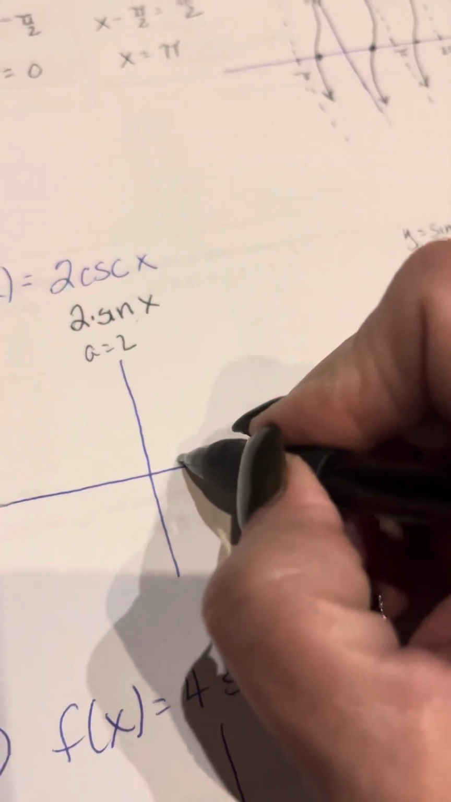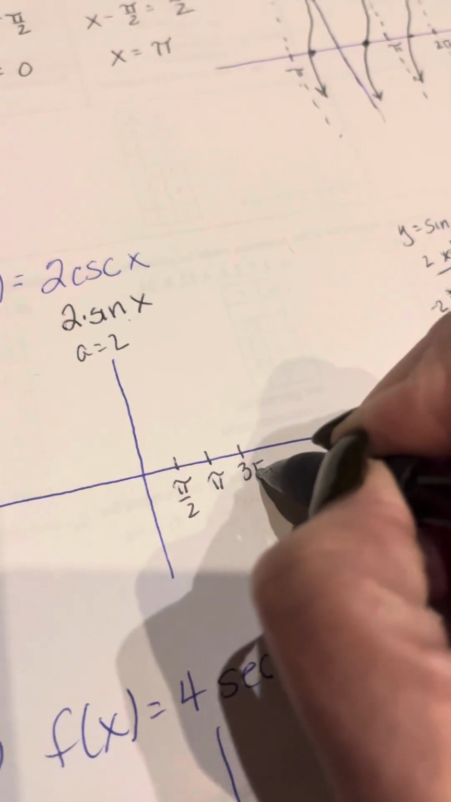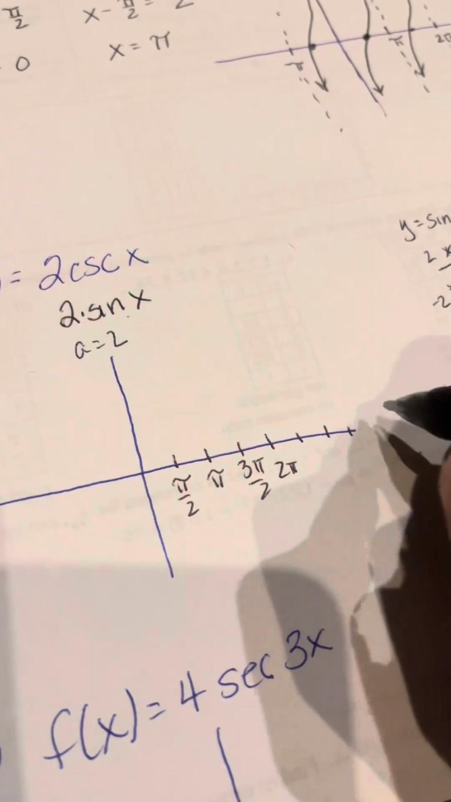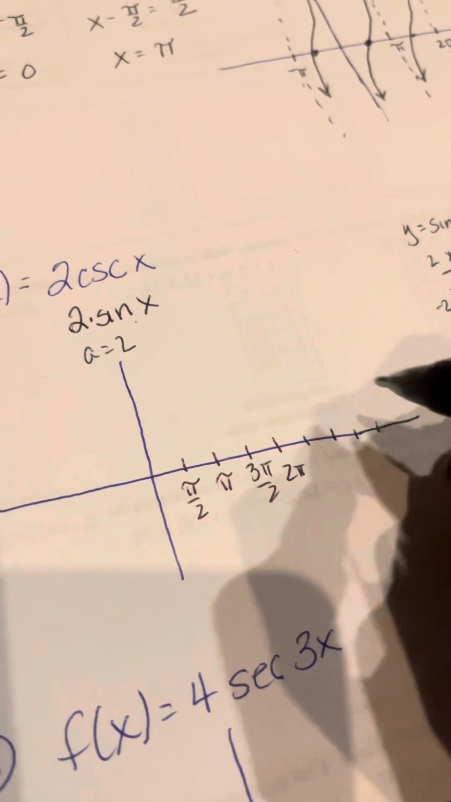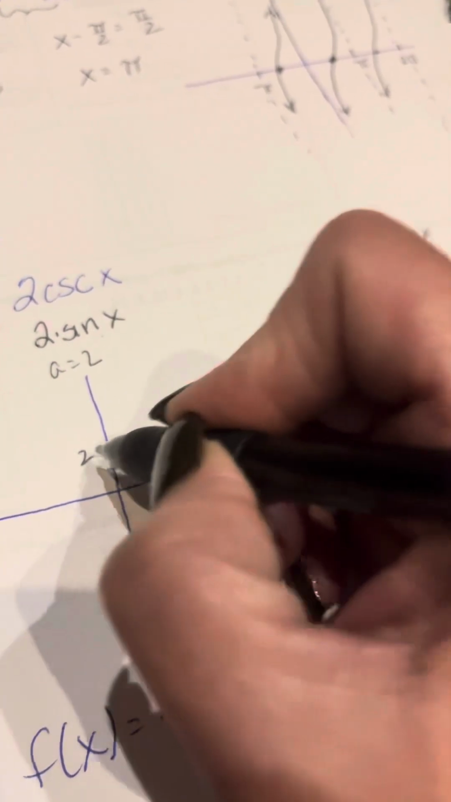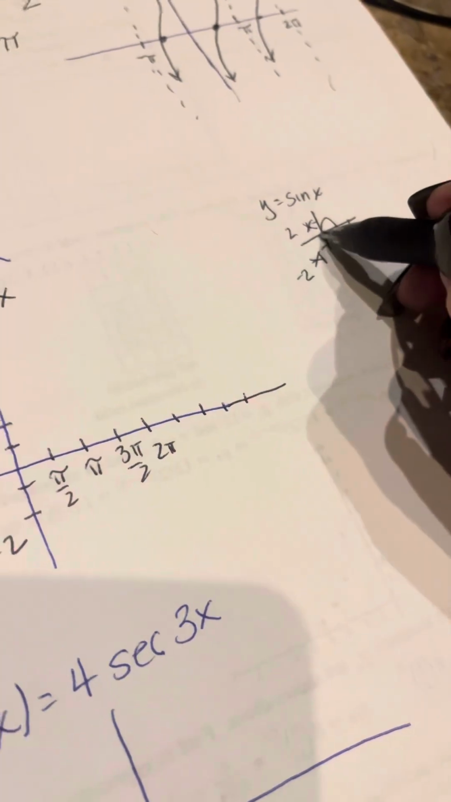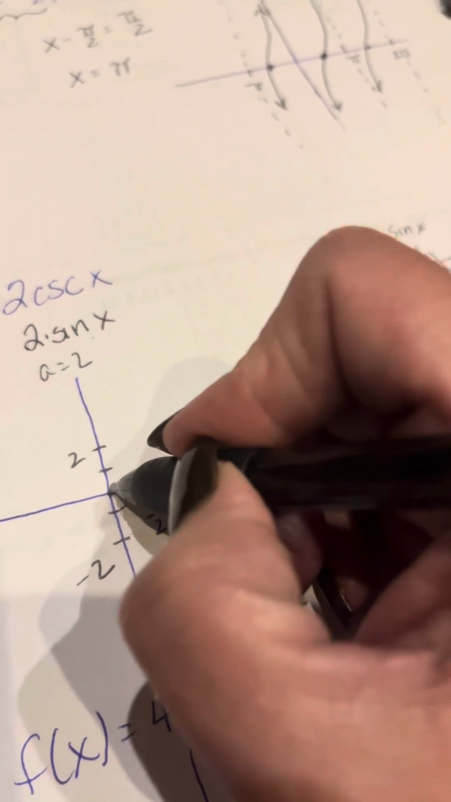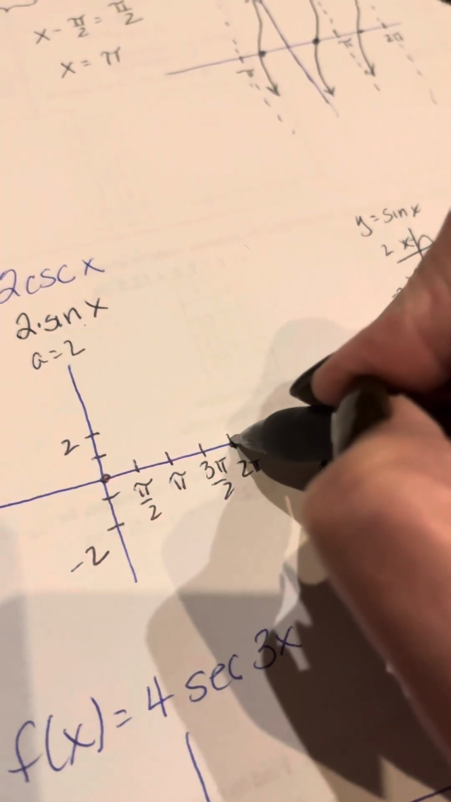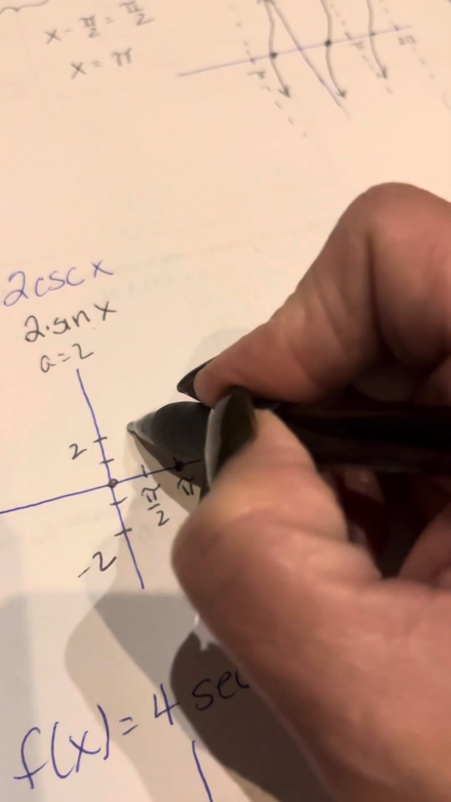All of my values on my x-axis are my usual quadrant angles. So we need to go up to 2 and down to negative 2. My sine graph starts at the origin. That's not going to change. It's going to end at 2 pi. Again, not changing. All we're doing is changing how tall it is. Halfway through, it crosses over the x-axis.